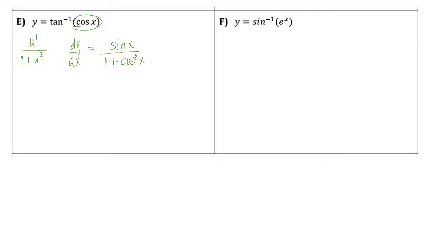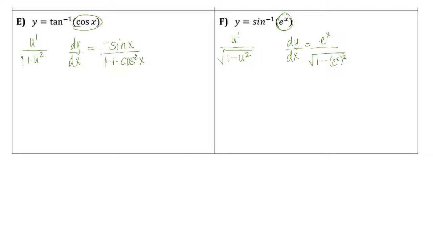Okay, and again, same thing with f. Again, we're talking about the derivative of inverse sine, and the derivative of inverse sine is going to be u prime over the square root of 1 minus u squared. And again, right here is your u value. So dy dx is going to be, well, u prime, or the derivative of e to the x, is just e to the x over the square root of 1 minus e to the x all squared.